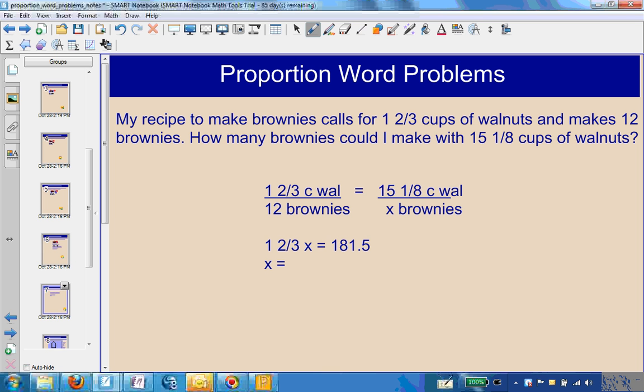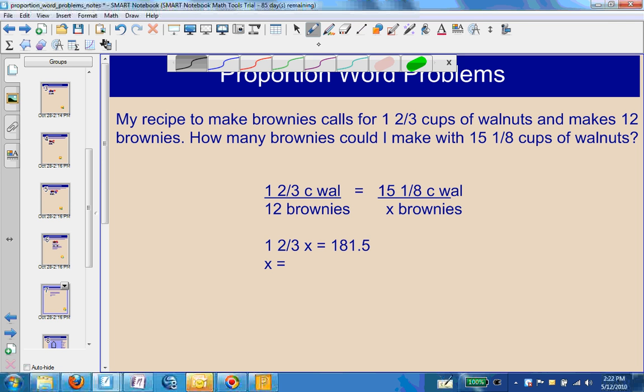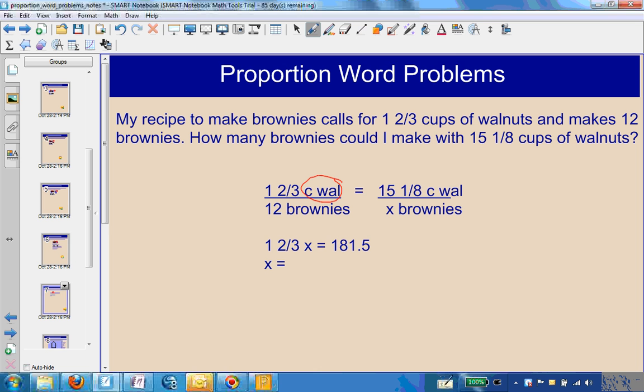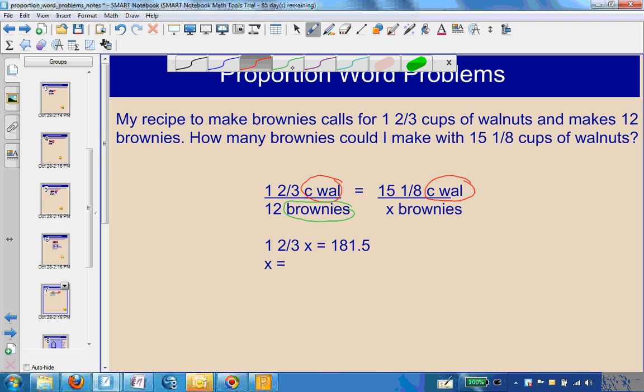My recipe to make brownies calls for 1 2/3 cups of walnuts. So we have 1 2/3 cups of walnuts as our first unit. And that makes 12 brownies. So brownies is our second unit. How many brownies could I make with 15 1/8 cups of walnuts? So here I know cups of walnuts, and I'm looking for brownies.